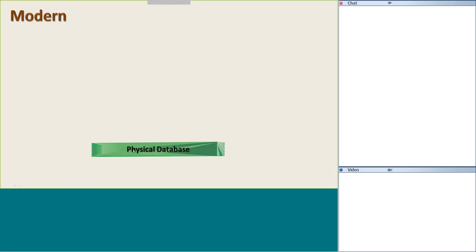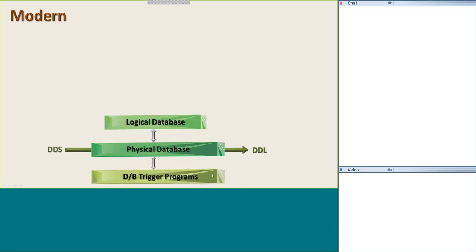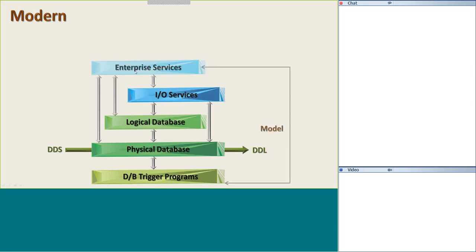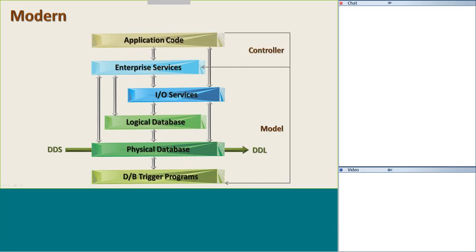There's your physical database, DDS to DDL if required. The logical database we haven't discussed yet, but we will. There are your trigger programs, which are a component of the physical database. There are your I/O servers, and there are the enterprise services. Some of them sit more on the database side of the model, and other enterprise services sit more on the application side or the controller side of the picture.